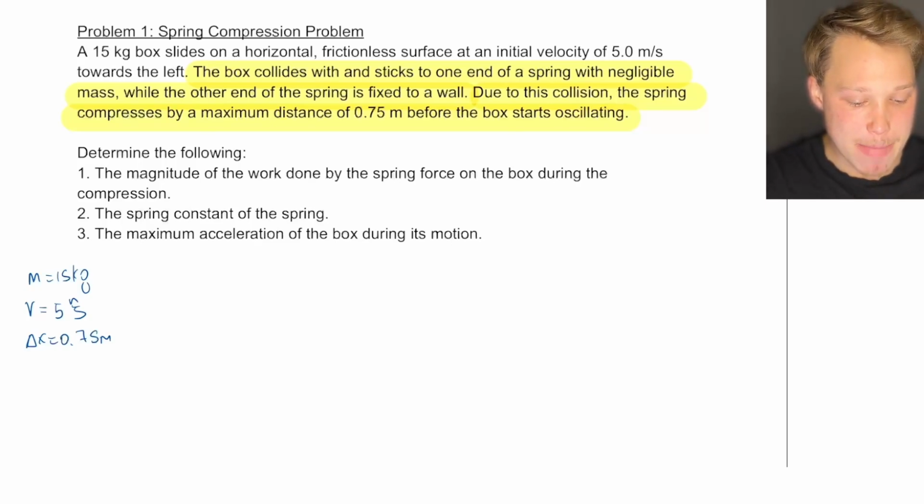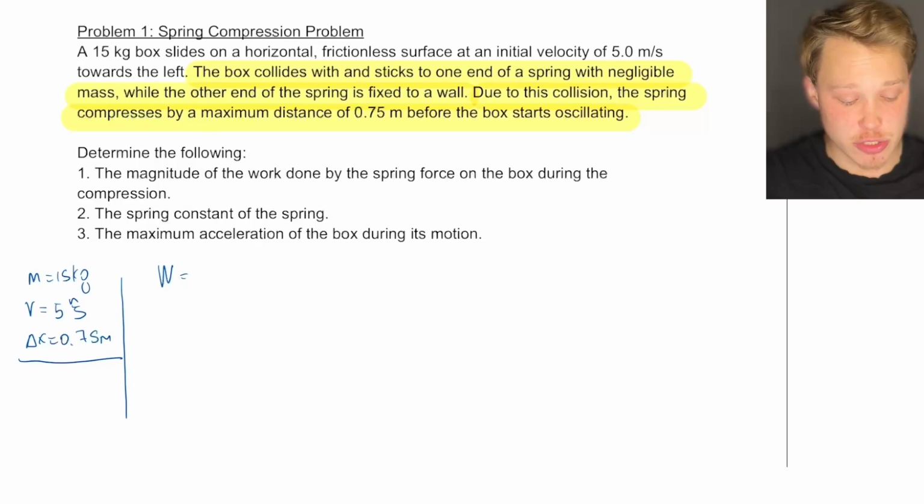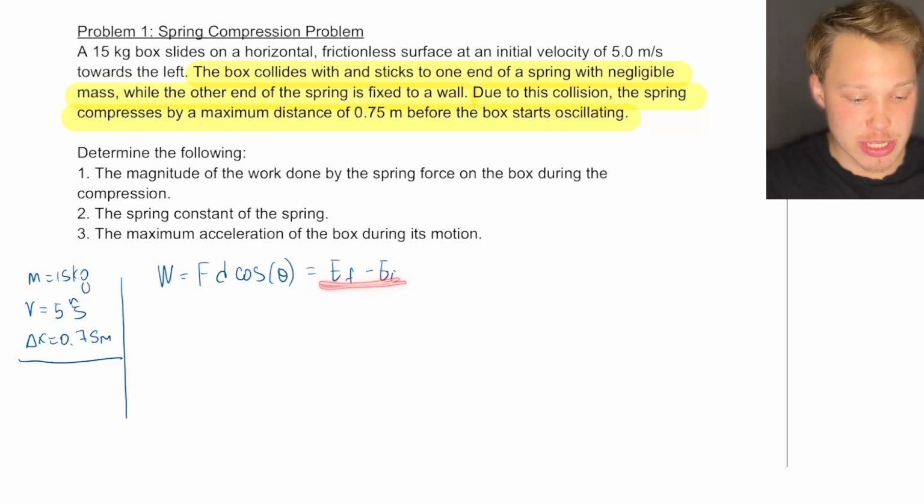Determine the following: the magnitude of the work done by the spring force on the box during the compression. So work done, there are 2 equations for work, right? Force times distance times cosine of the angle between them, and change in energy. Well, we don't really know the force or the displacement, therefore it makes more sense to use this equation right here.